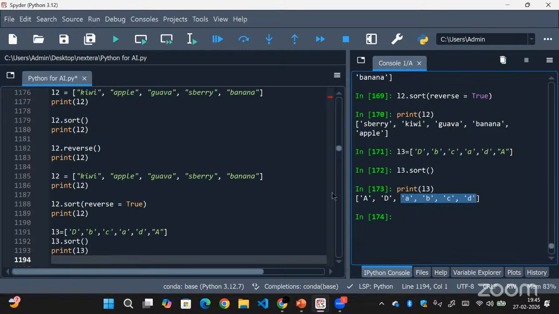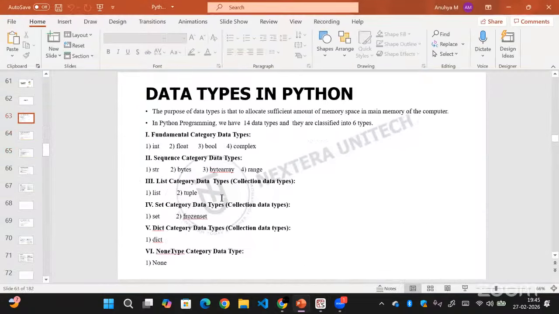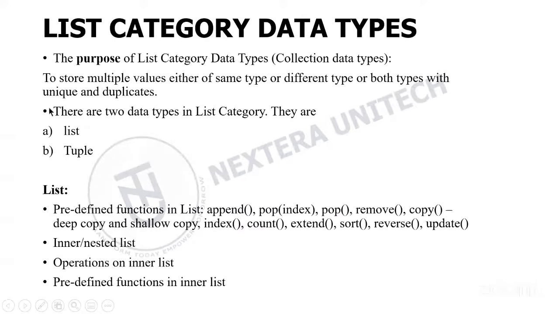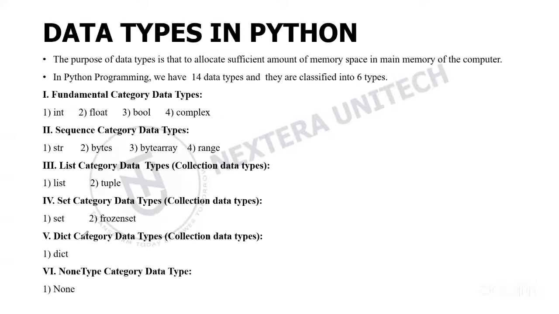So that's it for today, guys. Today we have learned about list and list functions. In the data types we have learned about the list category data type, which is list. And inside of that list, we have learned about predefined functions, the functions which you can use to perform operations on any list. Tomorrow, we will learn about inner lists and also about the copy processes in a list, and also we'll learn about tuple.